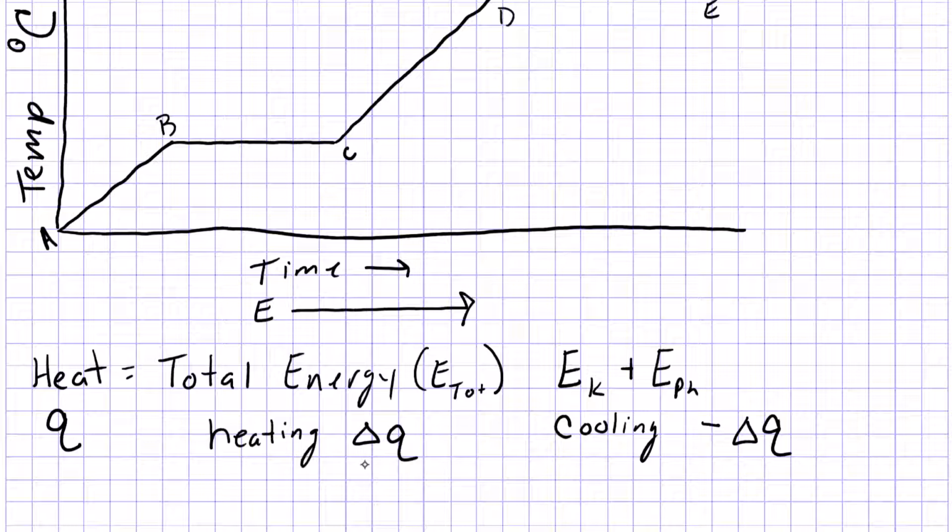We talked about this the other day. There's really no such thing as cold. It's really heat and less heat. It's heat being added to the system and heat being removed from the system. So when we say something is heating, we're saying that we're adding heat to the system. When we're cooling, that means we're removing heat from the system. And heat is just energy. It's our total energy. So that's important to keep in mind. So Q is our heat. Delta Q is heating.